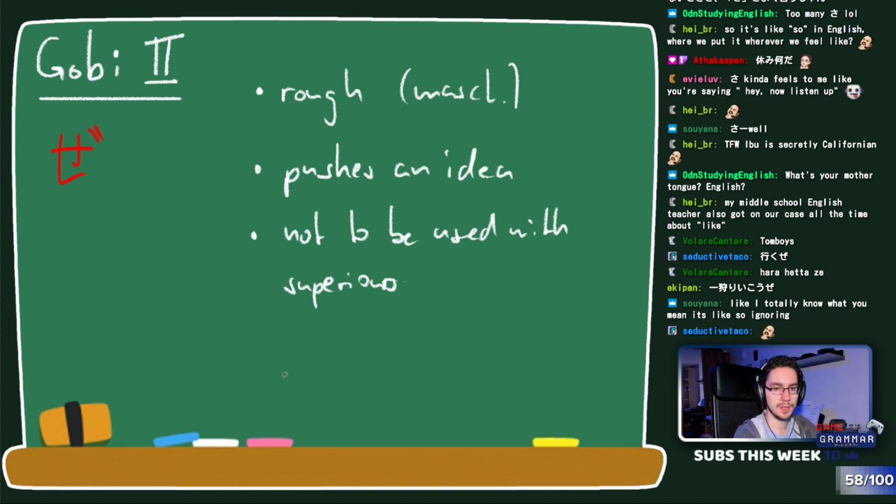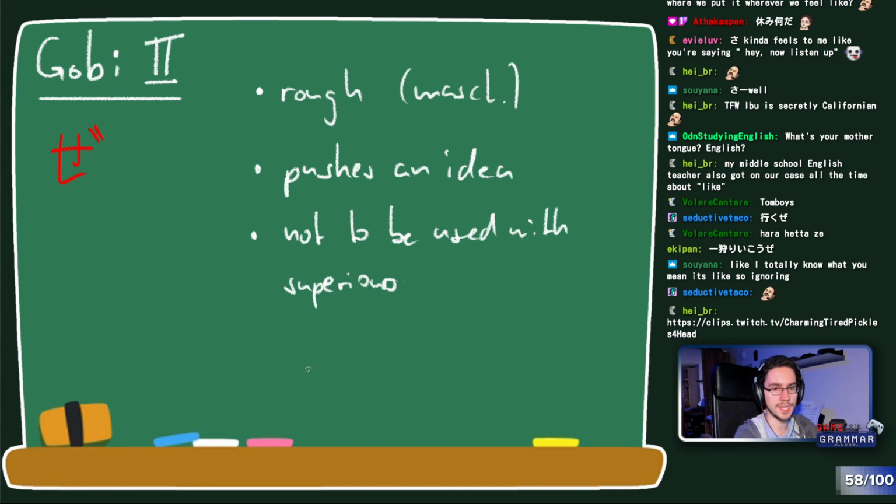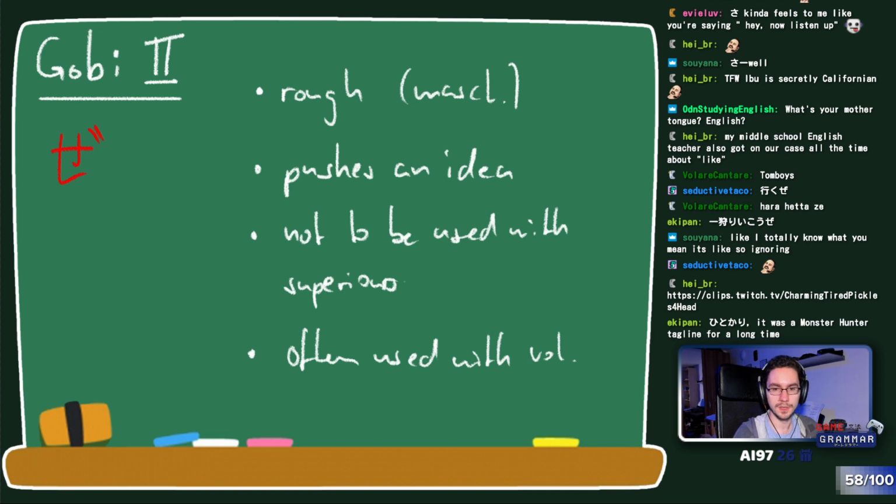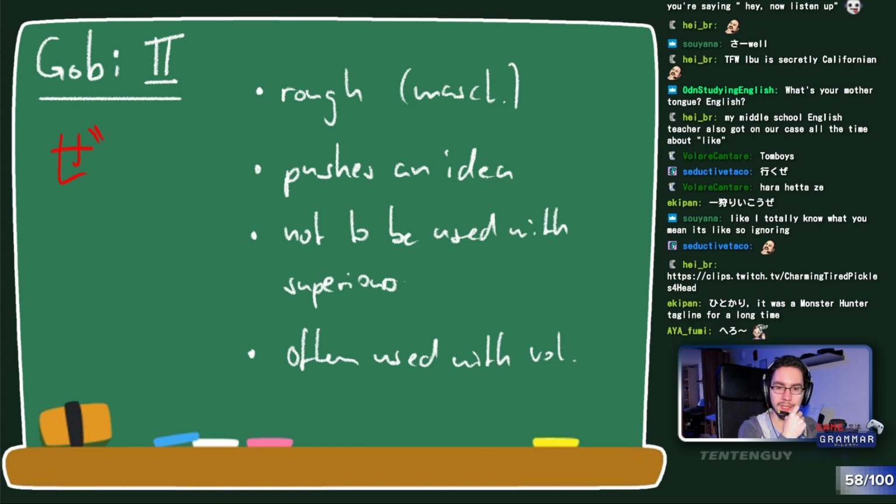So one would be ikuze, but more often this will be used with volitional. Volitional being 行こう! やろう! Let's go! Hitorikari. Monster Hunter tagline for a long time. Oh, hitorikari. Hitokari. So when you're hunting alone. Okay. That does make sense in the context of the game.